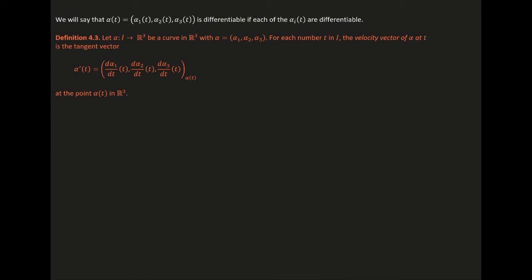We will say that a curve alpha of t is differentiable if each of the component functions alpha i of t are differentiable. Then we define the velocity vector of alpha as follows. Let alpha be a curve in R3, and write the components of alpha as alpha 1, 2, and 3. For each number t in the interval I, we will call the velocity vector of alpha at t the tangent vector alpha prime of t, where the point of application is alpha of t, and the coordinates of the vector part are the derivatives of the components of alpha evaluated at t.